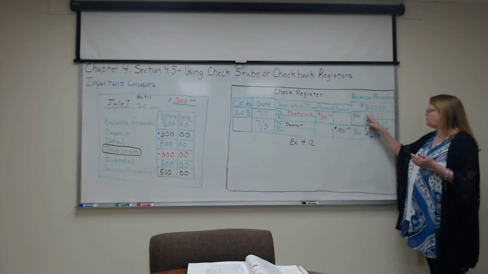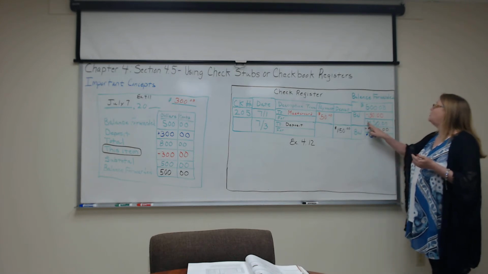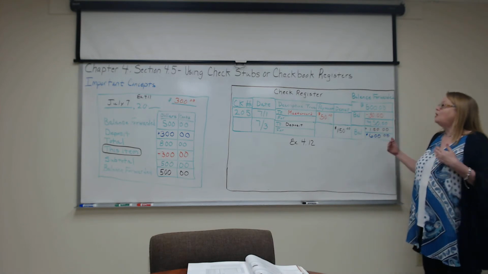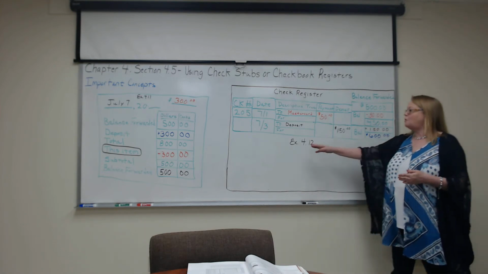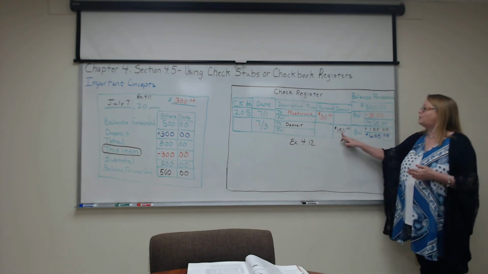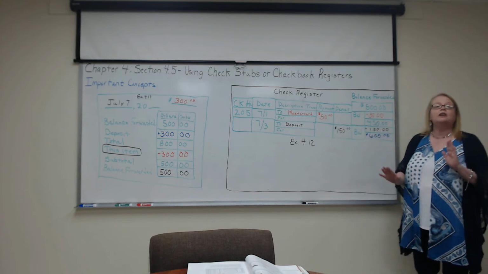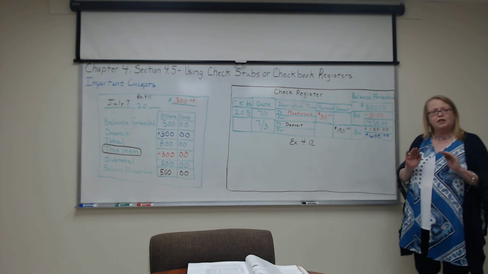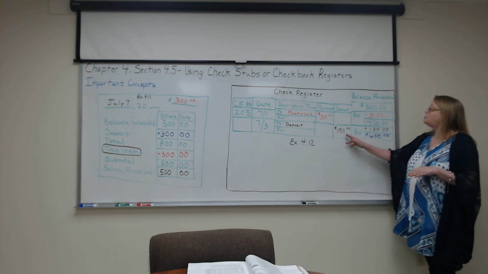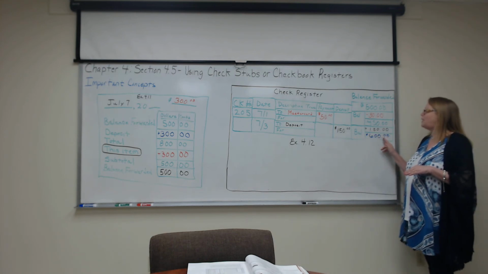So here, we had a balance of $500 and we subtracted $50 from it, leaving us $450. Then, let's say we had a deposit. On the 3rd, we deposited $150. Notice that we put our payments and our deposits in different columns. It just helps to keep you straight as to whether this is going out of my account or coming into my account. So then we add that $150, and now our account balance is $600.